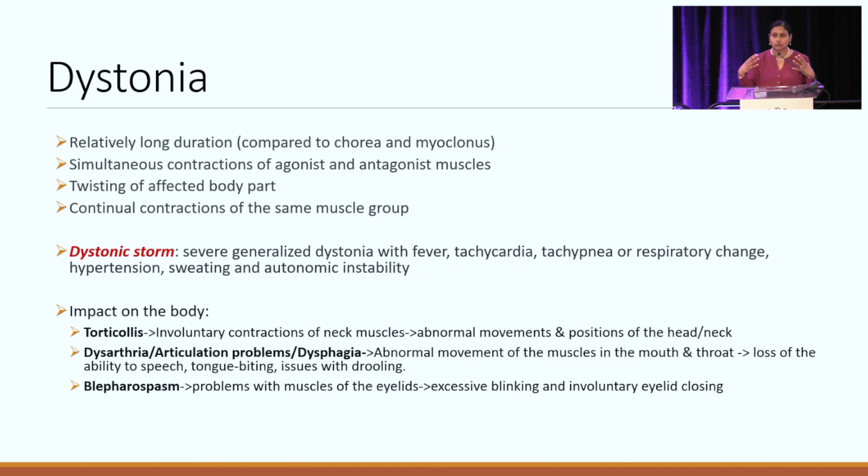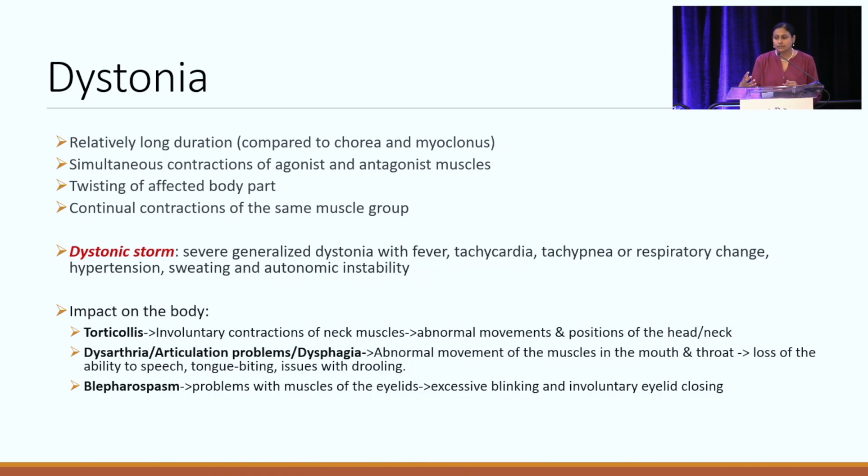Sometimes it's focal, meaning it's in certain areas of the body. So a great example of that is torticollis. In torticollis, you just have this involuntary contraction of muscle that tends to make you move your neck in a particular direction. And so, often patients will favor keeping their neck in one position. And that's the dystonia that you're noticing in the neck. Other times it can be things like eyelid spasms where you can have this involuntary eye closing or excessive blinking.